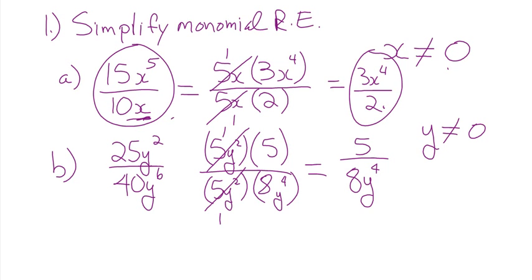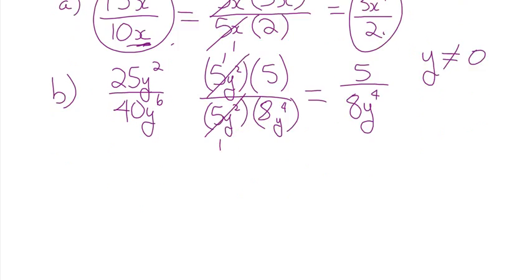Both of these guys, it doesn't matter. When y is 0, they're both undefined. Okay? But otherwise, they're the same, right? If y is 1, this becomes 25 over 40, which reduces to 5 over 8. And when y is 1, this is 5 over 8. Okay? So they're identical.